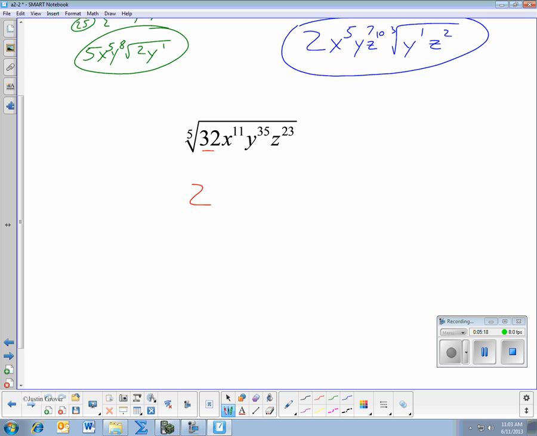But let's see for the variables. X to the 11th. 11 divided by 5 is 2, but with a remainder of 1. And this is a fifth rooted radical. Y to the 35th. 35 divided by 5 is 7 with no remainder. And Z to the 23rd, 23 divided by 5 is 4 with a remainder of 3.